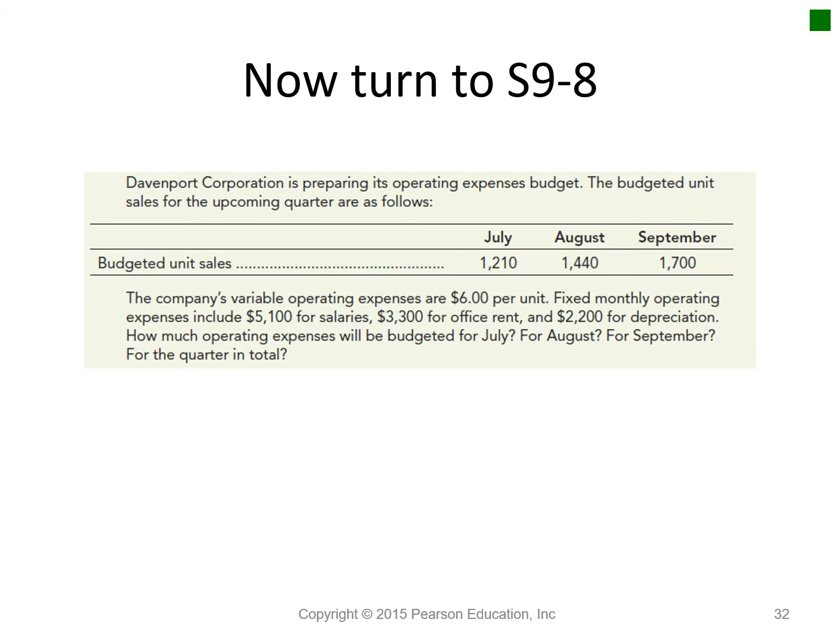All right, so to give you a simple example, this is 9-8. They want an operating expense budget for the upcoming quarter. Notice they already have given you the budgeted unit sales. They tell you that the variable operating is $6 per unit. And then notice they go on to give you the fixed. Here's your fixed cost. They give you salaries, rent, depreciation. And then now we can put together our budgeted operating for this quarter.